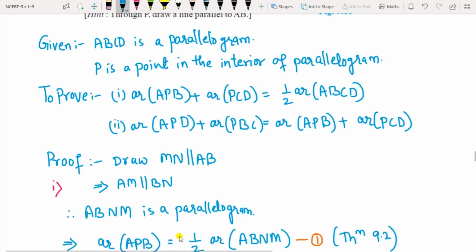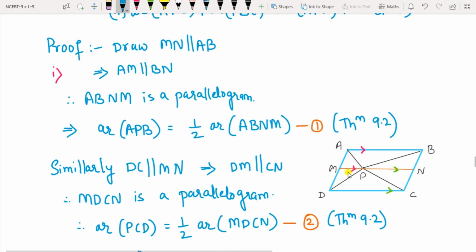Now from the figure we will draw a line parallel to AB and CD here. Let it be MN. So draw MN parallel to AB here. Since AB is parallel to MN, therefore ABNM becomes a parallelogram, and in this parallelogram there is a triangle APB. So area of this triangle will be half of this parallelogram. That is your equation number 1. That is from theorem 9.1, first part.